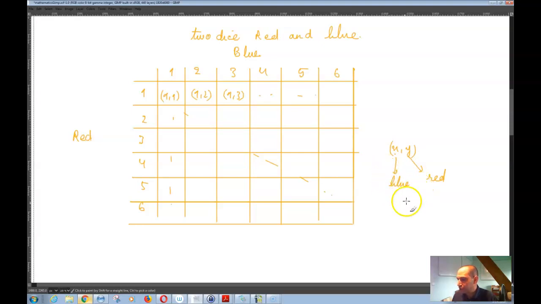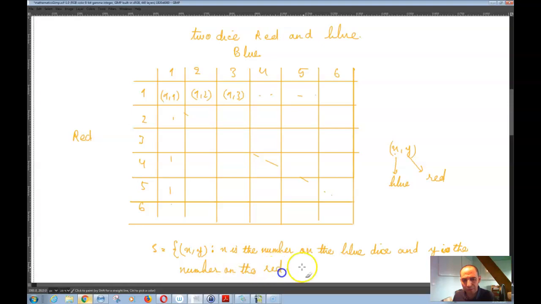Therefore, the sample space is given by, you could write it as S is equal to the set of ordered pairs x and y, such that x is the number on the blue dice, and y is the number on the red dice.